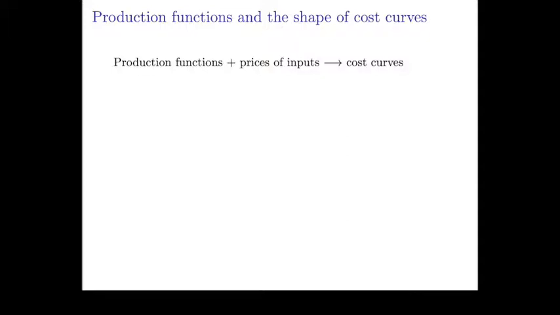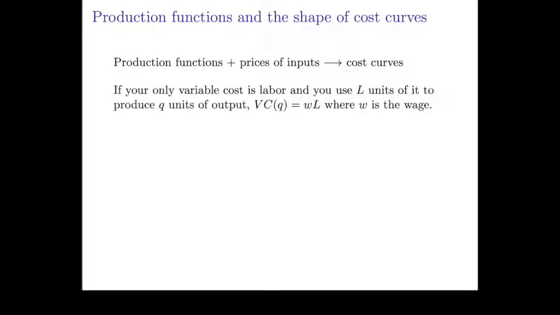So how does the production function affect the shape of the cost curve? Well, the cost curve really depends on two things, the production function and the price of the inputs. So if your only variable cost is labor, and you use L units of labor to produce Q units of output, then your variable cost to produce Q units of output is just going to be the wage times the amount of labor you use. So it's W times L, where W is the wage rate, L is the amount of labor you need to produce Q units of output.